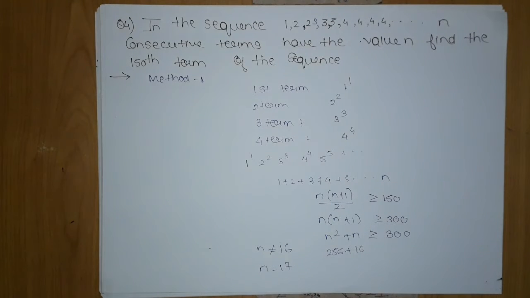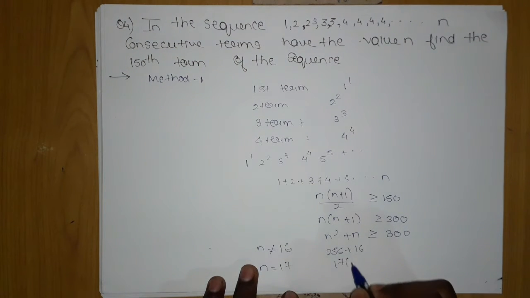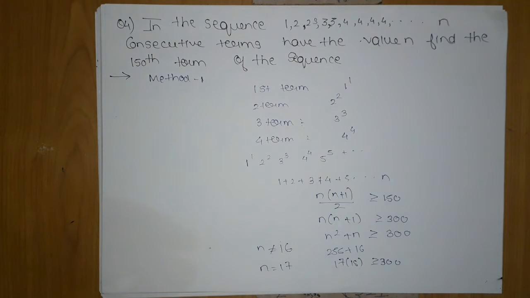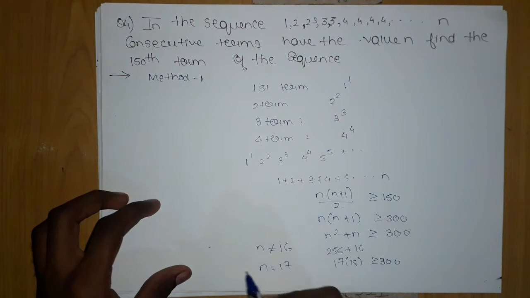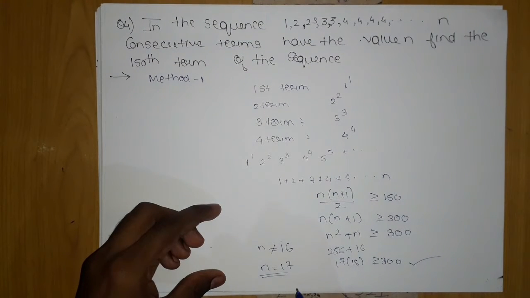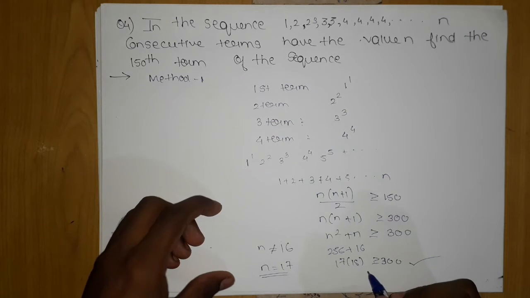Let's check for n equals 17. It is 17 into 18, which is 306, so we can do it like that, against 300. It is valid. So n equals 17 is valid, and at the 17th, it will be greater than or equal to 300.